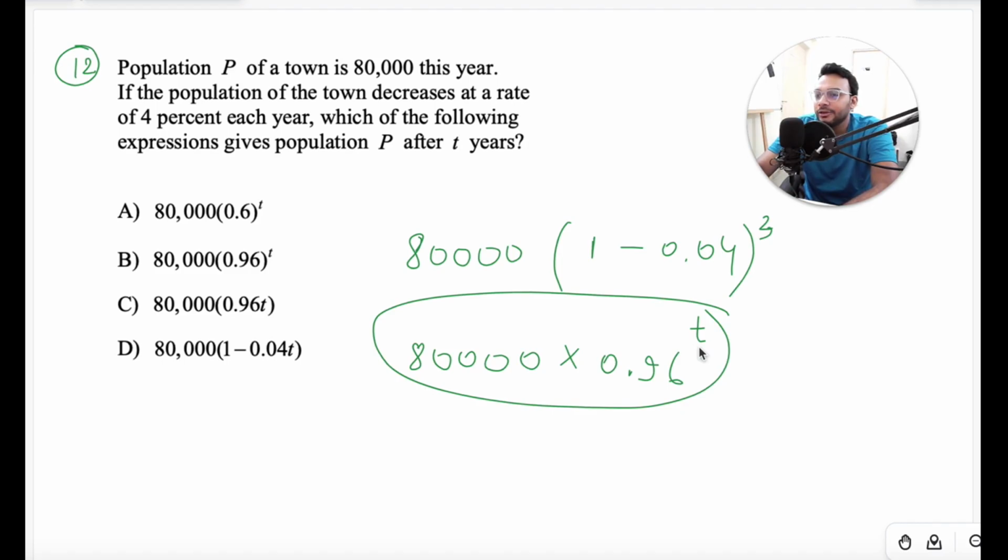In case you need a detailed explanation of how we figure out the exponential function for a given scenario, I've done a video on that. The link to that video would be shown on your top right now in this video, and also in the description. You can refer to that video to get an understanding of this. So the answer is going to be option B.